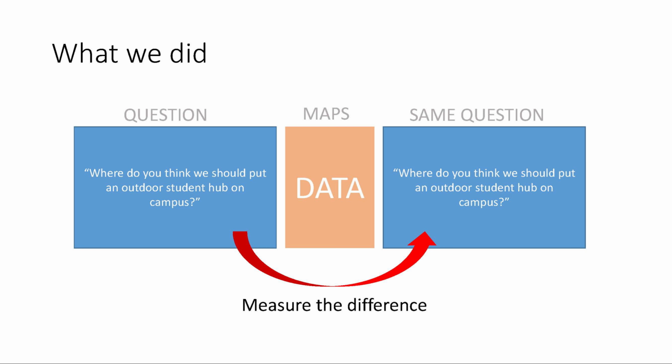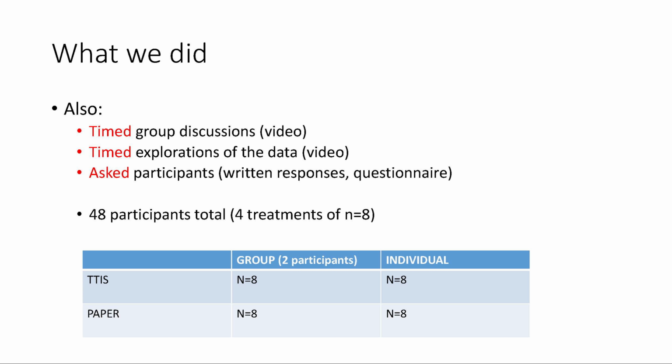To figure this out, we created a study model where we ask a question. We then show some data, and we then ask the same question again, and we measure the difference. We also timed group discussions of when people were using the data. We timed how long people explored the data, and we also asked participants questions after the study. In total, we had 48 participants, and as you can see, with each treatment we had 8 participants.